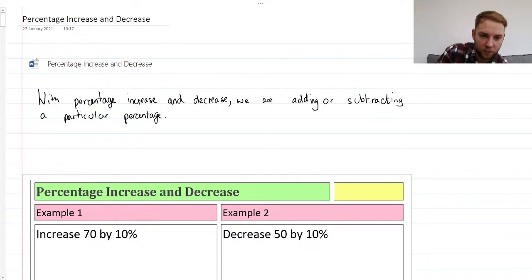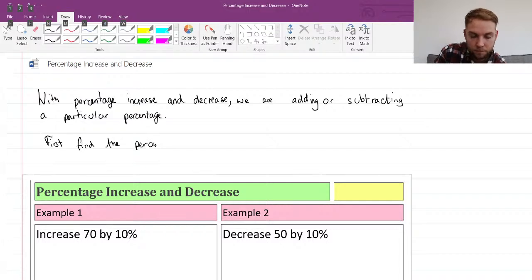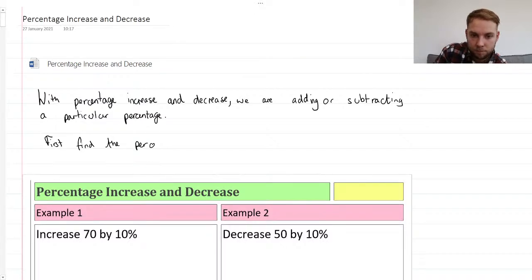Let's just write a little bit further actually. So, first, find the percentage. Then add or subtract. Nice and straightforward.